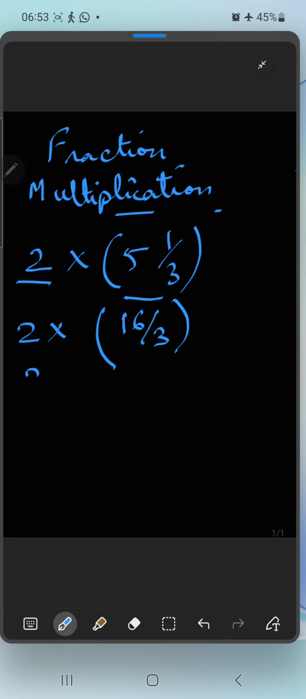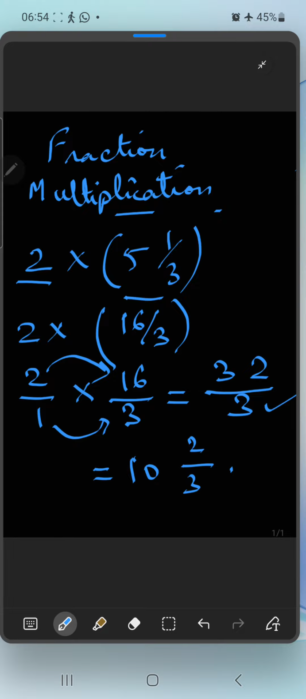Now it's very simple. You have to multiply just your numerators and denominators together. 32 by 3. So these numbers don't have any common multiple. These are in their simplest form. So you can write it like this also. Or if you want to convert them into the mixed fraction, you can divide 32 by 3. So 10 2 by 3 would be your mixed fraction answer. So this is the second type of question where you have to multiply a whole number with the given mixed fraction.